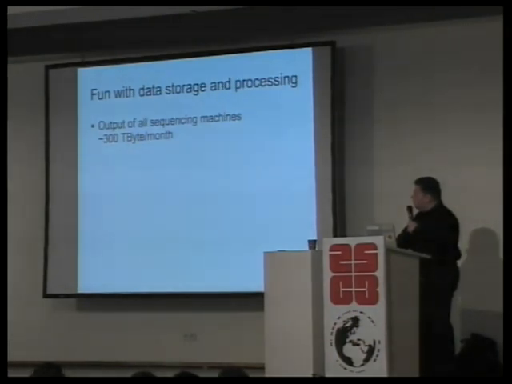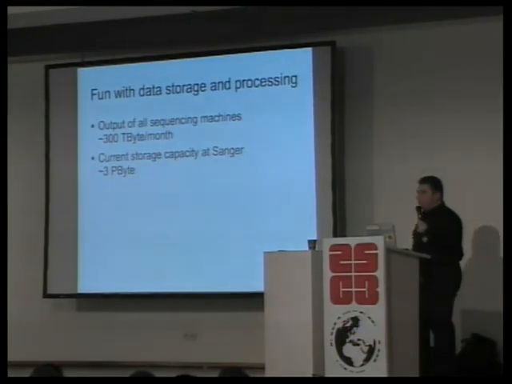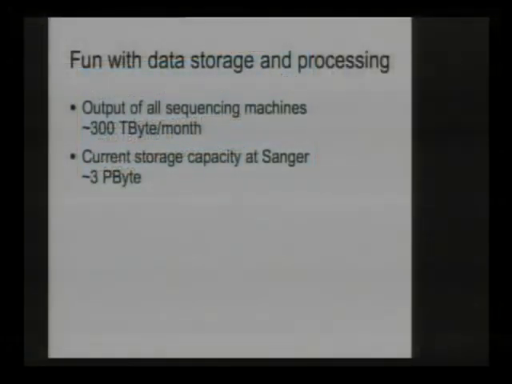So currently we're generating about 300 terabytes per month, and that needs to be stored somewhere. We do have 3 petabytes in our farm at the moment, more or less. Even the systems people couldn't tell me how much exactly it is, because they're too busy adding new hard drives. This is all that some people do. They just plug in new hard drives until the rack is full.